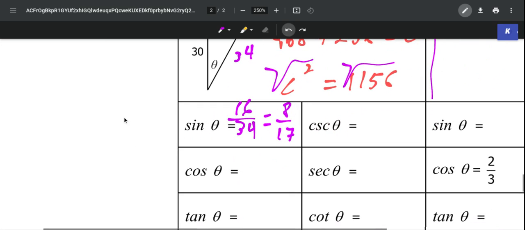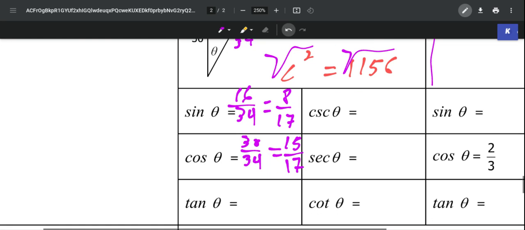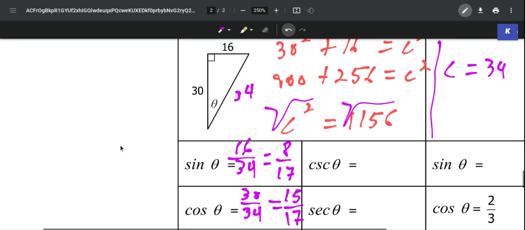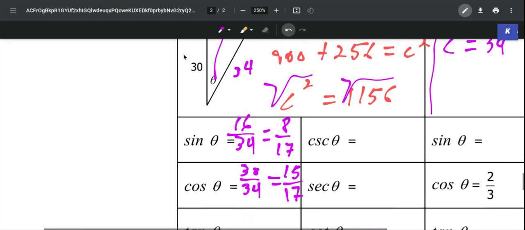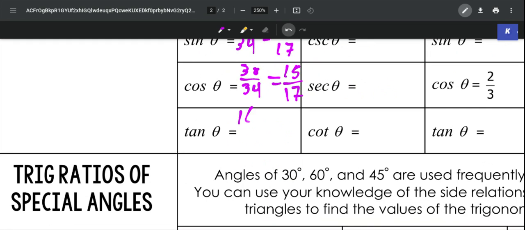So 30 would be the adjacent over 34, the hypotenuse, which is going to reduce down to 15 over 17. And then last, we've got tangent, which is opposite. So that would be 16 over adjacent, which would be 30. So 16 over 30 is going to reduce down to 8 over 15.